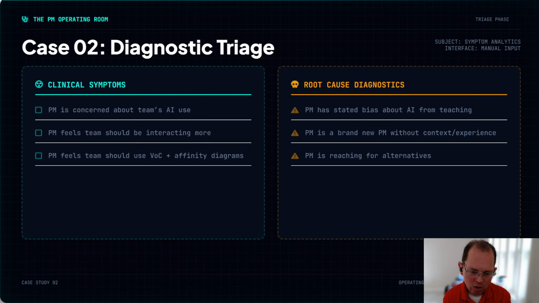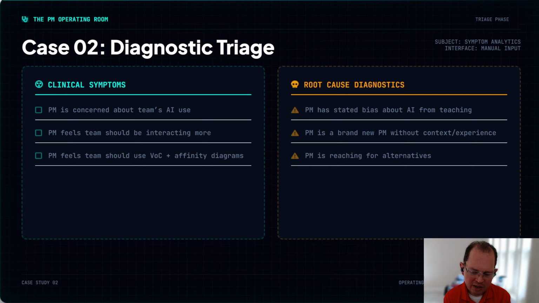I don't know for sure, but that's my assumption. So I'm just not sure that a PM with really limited experience, despite having 20 years of professional experience, really has enough context to say they need to be interacting more. And then the third one is the PM feels the team should use voice of customer and affinity diagrams.